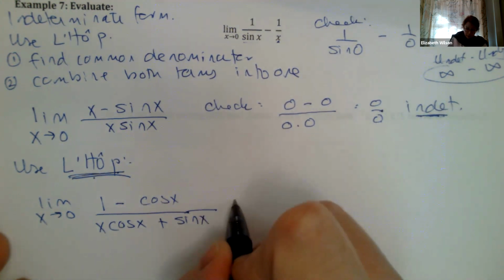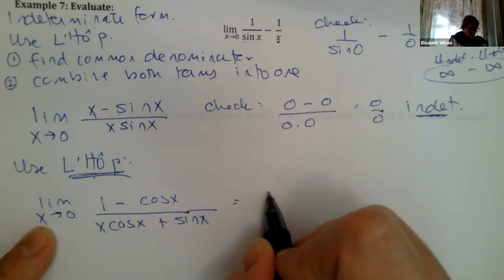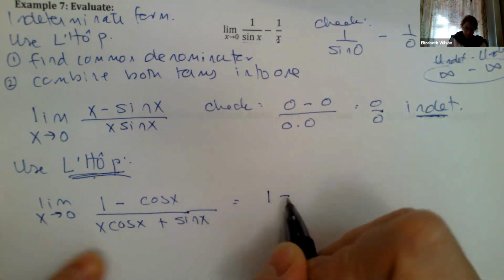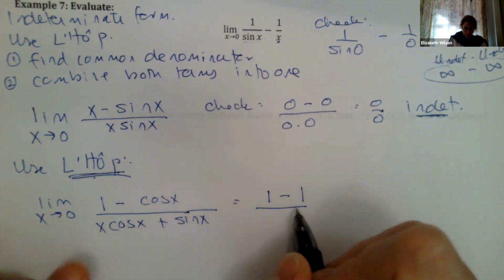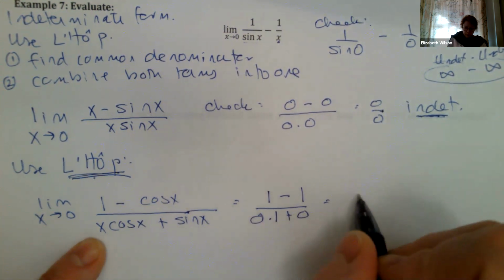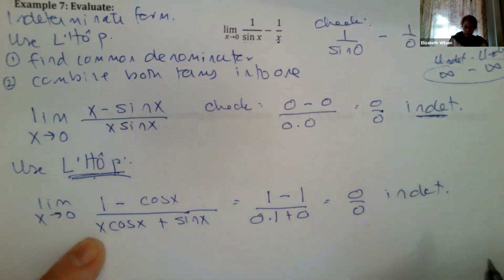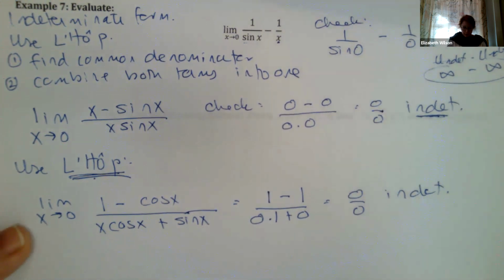Okay, so now I'm going to evaluate this again, right? As x goes to 0, this is going to be, let's see, 1 minus cosine of 0, which is 1. The bottom is going to be 0 times 1 plus 0. So we're still dealing with a 0 over 0. So it's still indeterminate, which means I can use L'Hopital's again.